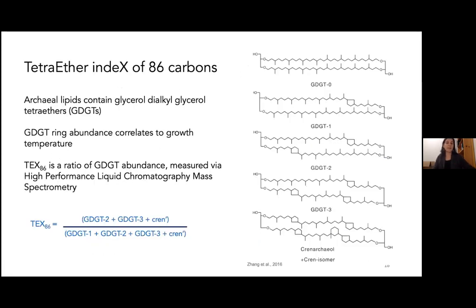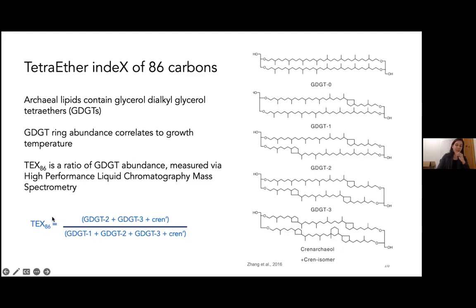The next method I'm going to talk about is the tetraether index of 86 carbons. The archaeolipids that we're interested in are found in Thaumarchaeota, a phylum of Archaea, and these are found throughout the marine environment. They contain these molecules, these chains called glycerol dialkyl glycerol tetraethers, which is a mouthful, so we just say GDGTs. And GDGT ring abundance correlates to growth temperature. And so TEX is a ratio of that GDGT abundance measured via high performance liquid chromatography mass spectrometry. Also another mouthful, we just say HPLC.